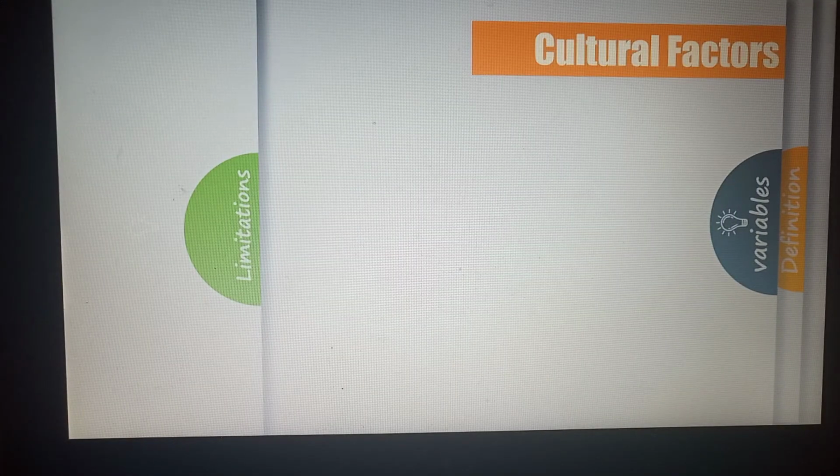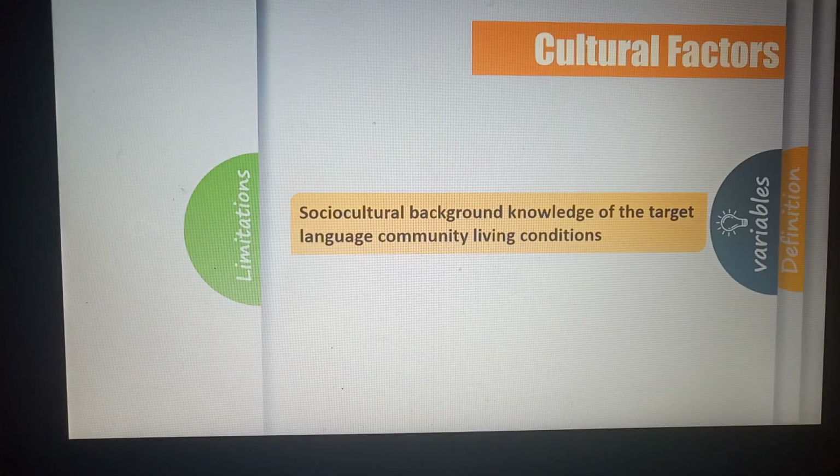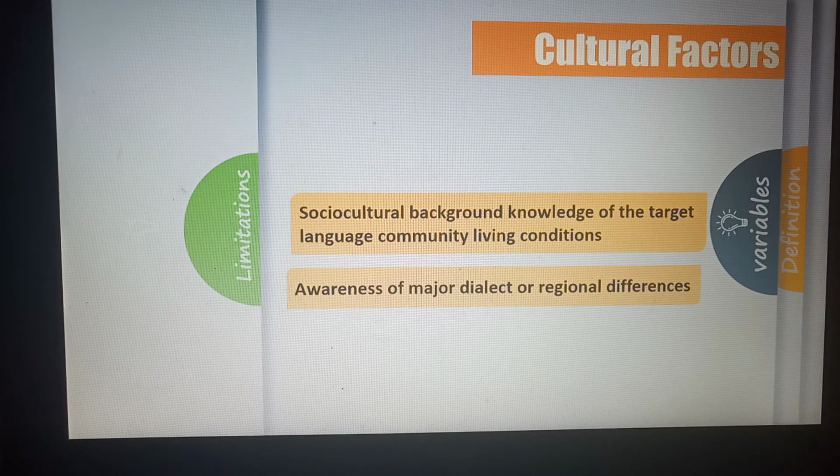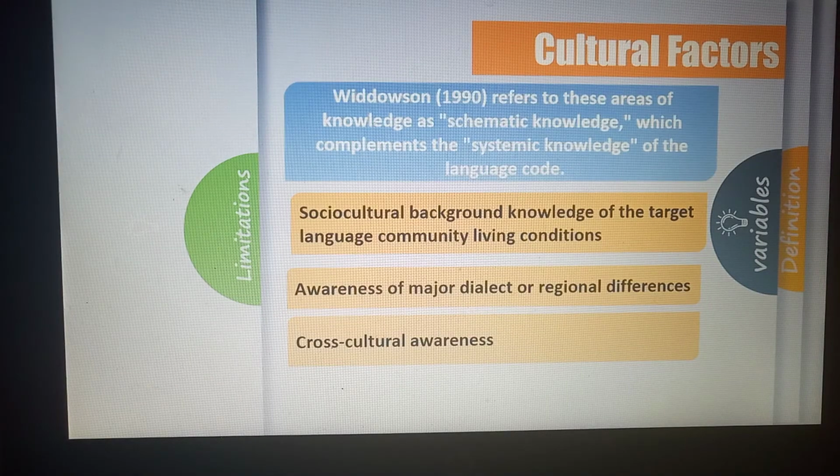Cultural factors involve three main components. First is the sociocultural background knowledge of the target language community. Second, awareness of major dialect or regional differences. And lastly, cross-cultural awareness. Widdowson, 1990, refers to these areas of knowledge as schematic knowledge, which complements the systemic knowledge of the language code. He argues that in real-life communication, the systemic knowledge is subservient to the schematic.